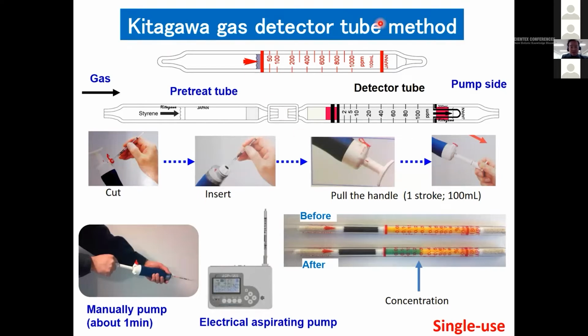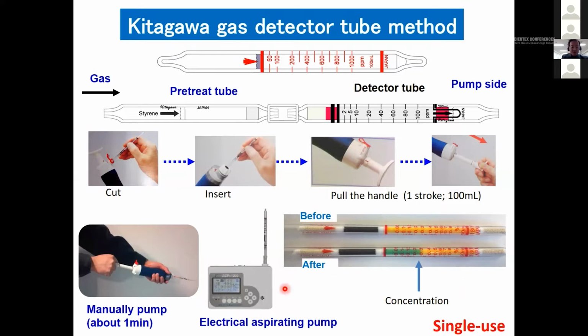This is a gas detector tube. A gas detector tube is a glass tube filled with chemical reagent. This is how to use it. Cut both ends, insert it into the gas pump, and pull the handle of the manually aspirating pump. One stroke is 100 milliliters. After 1 or 2 minutes, the color of the detector tube changes like this. The top of the stain length indicates concentration. This is a single-use product.